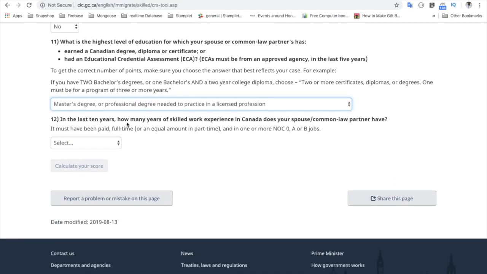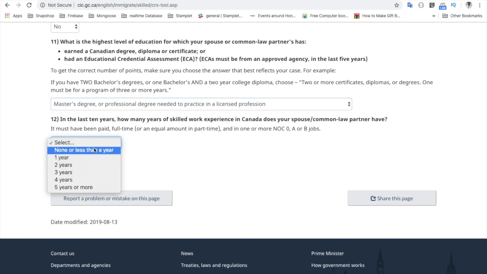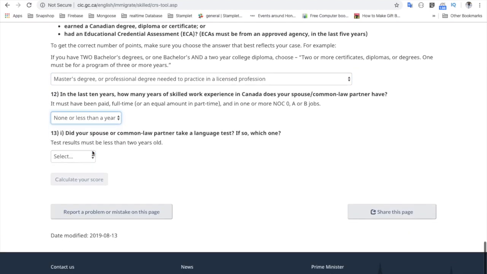We'll get 10 points for this master's. If your spouse has a bachelor's, you'll get 8 points. Even if your spouse is a high school graduate, you'll still get 2 points. So you should not be missing out on these points. In the last 10 years, how many years of skilled work experience in Canada does your spouse have? Simran has no experience in Canada, so we'll select no.